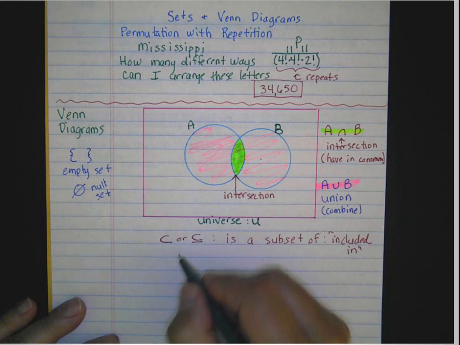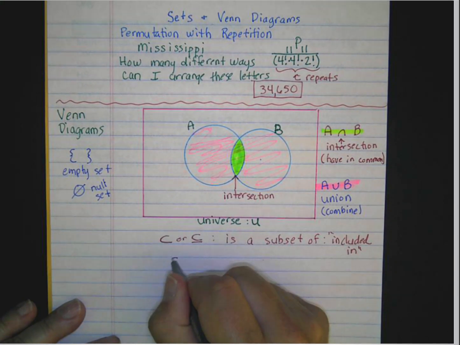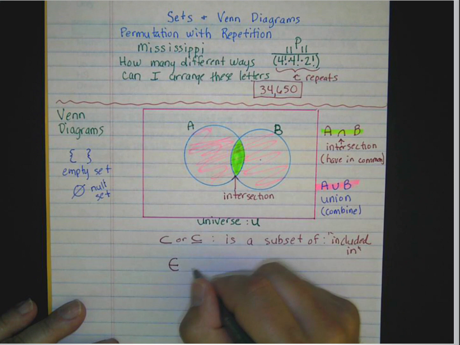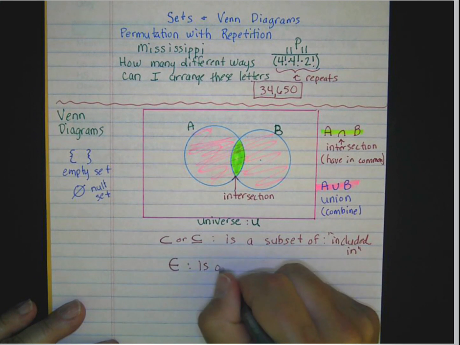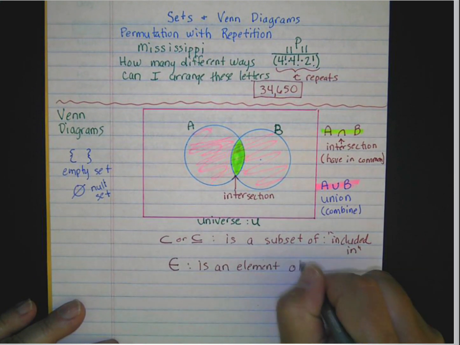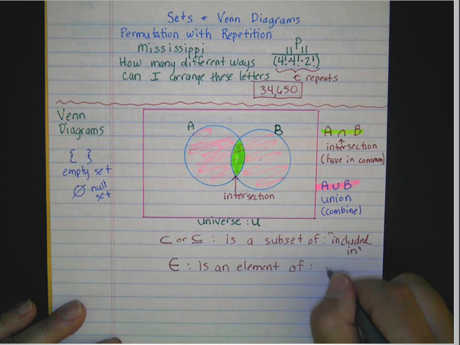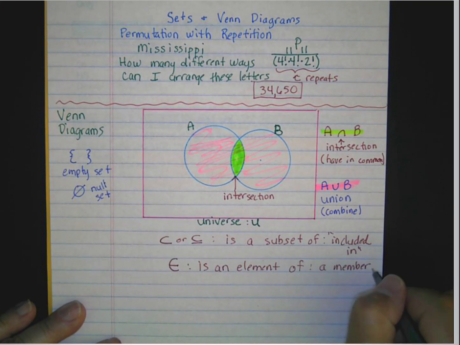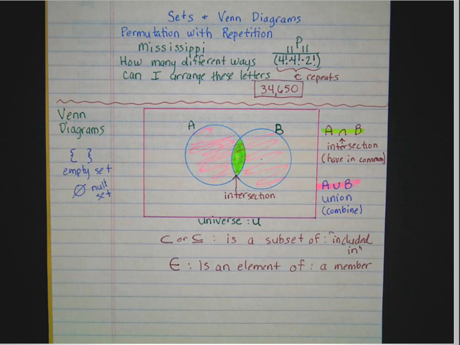Okay? Then you got this funky looking E-shaped thing, is what I call it. And that means that it is an element of, or a member, if you will. It's in the set. Okay? And I know they sound kind of alike, but a member is a single thing.